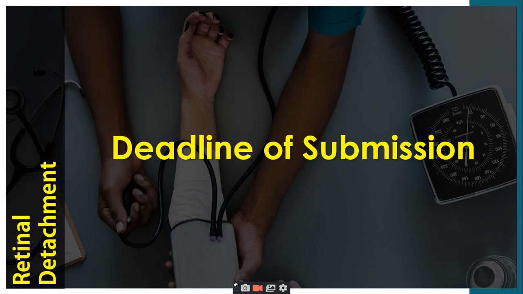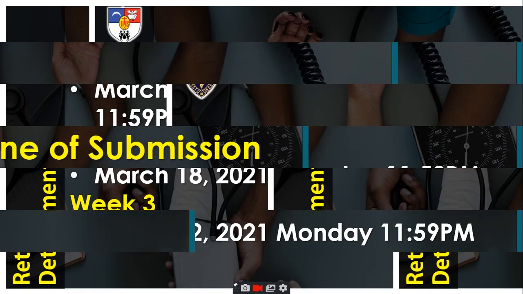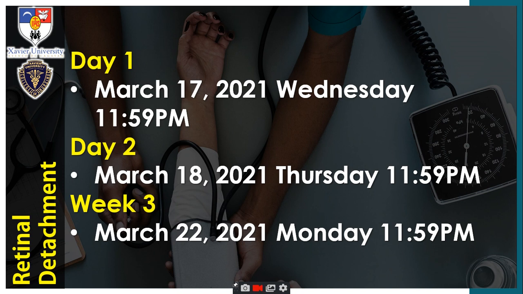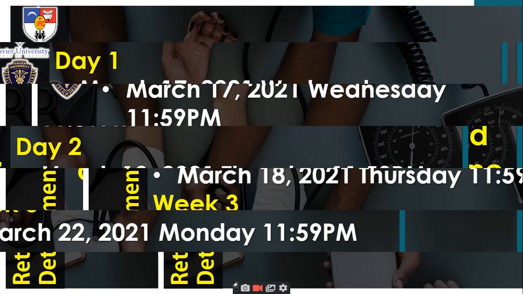Deadline of submission for day 1, March 17, 2021, Wednesday, 11:59 p.m. Day 2, March 18, 2021, Thursday, 11:59 p.m. Week 3, March 22, 2021, Monday, 11:59 p.m.